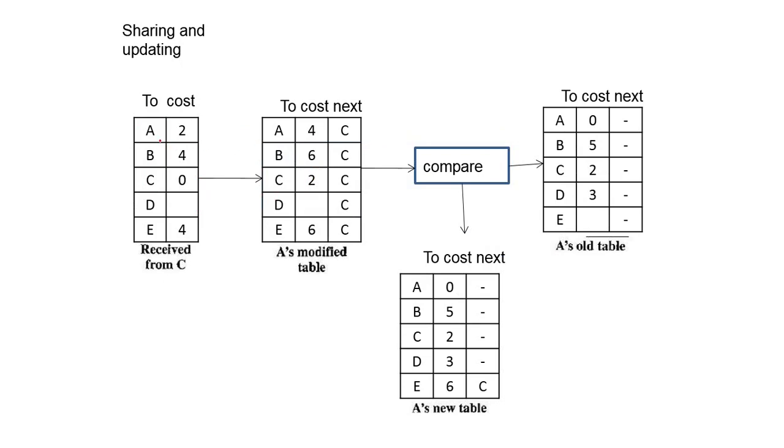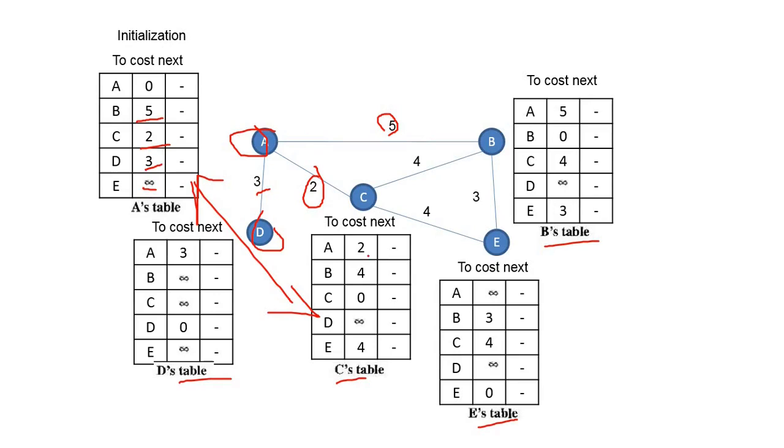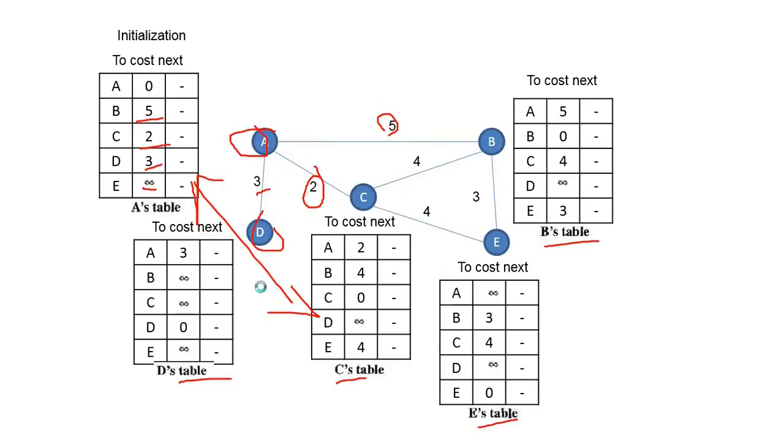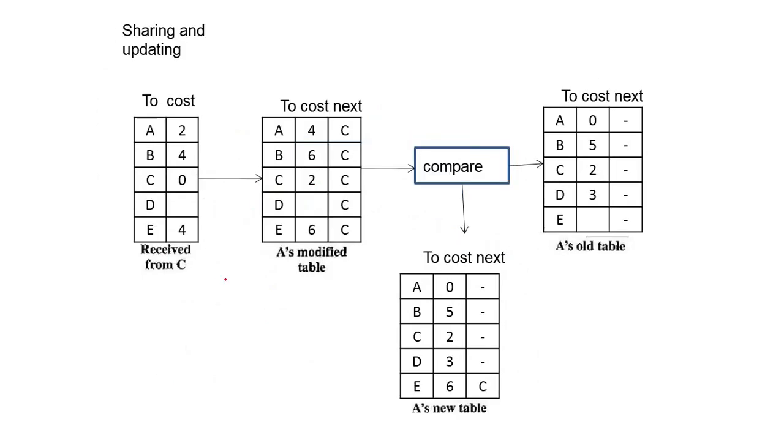So that is the C's table. Distance of C to A is 2. Distance of C to B is 4. Distance of C to C is 0. And distance of C to E is 4. So that is C's table.